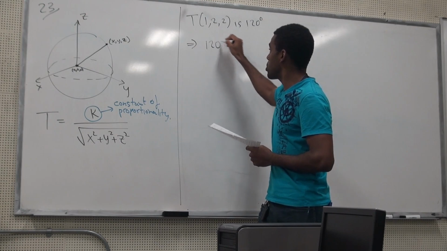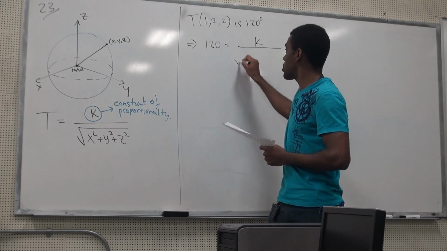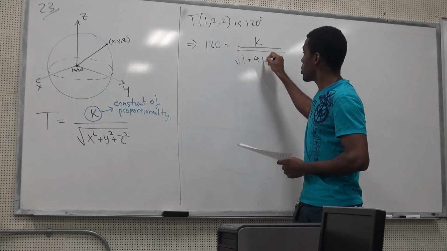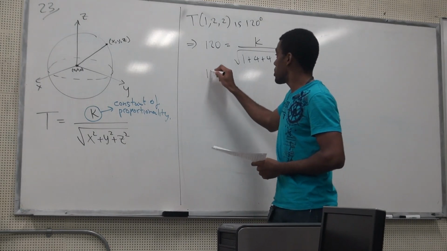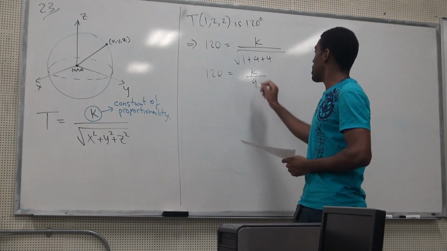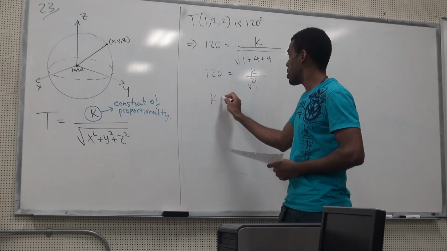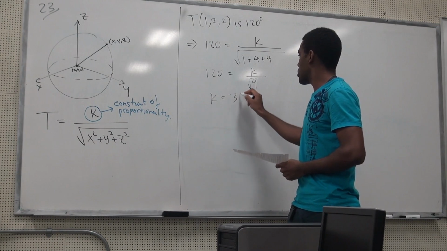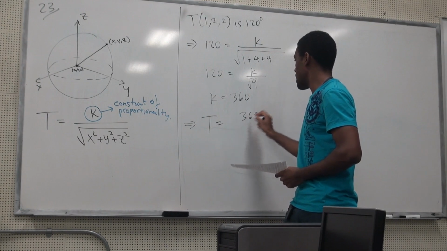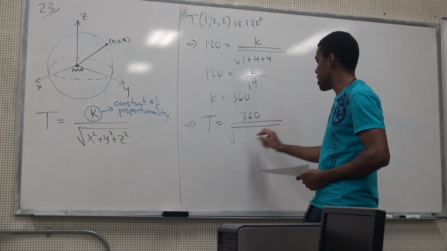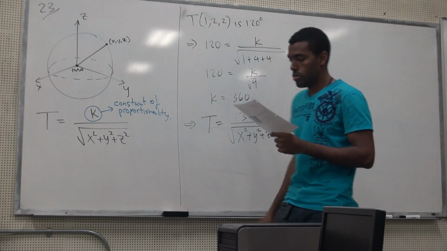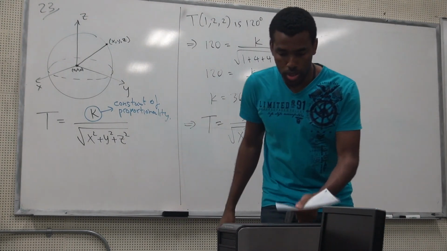So this means 120 is equal to k over the radical of, I plug in these numbers for x, y, and z. So it's 1 plus 4 plus 4, so that's 9, so that's 3. K is equal to what? This is my function T. So it won't actually be a 1. The constant of proportionality in this case is 360. So that piece of information helped us find that k.